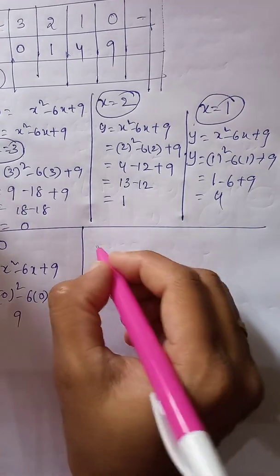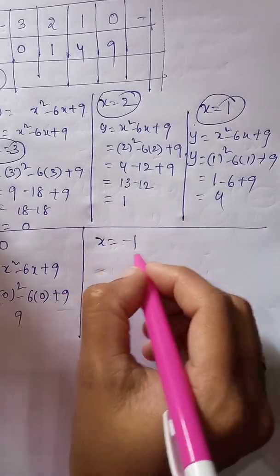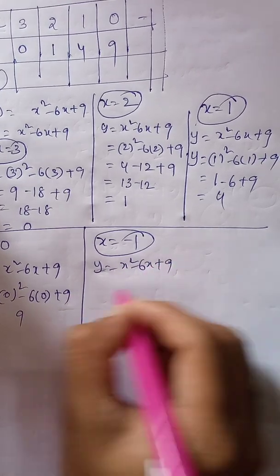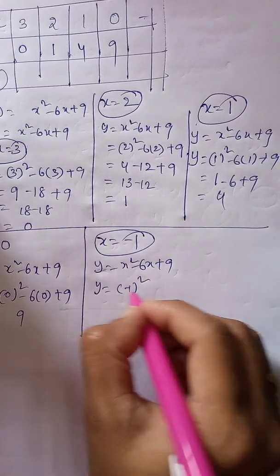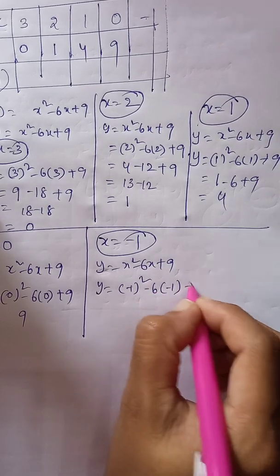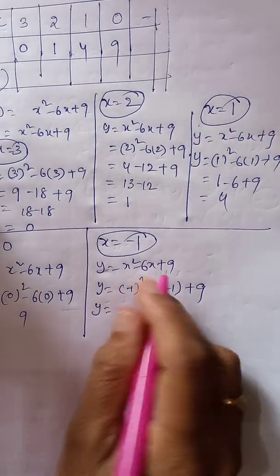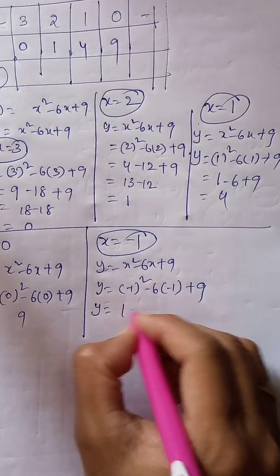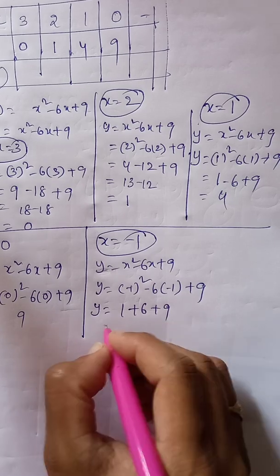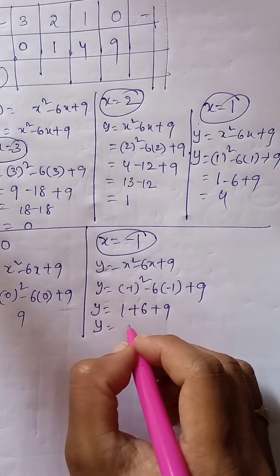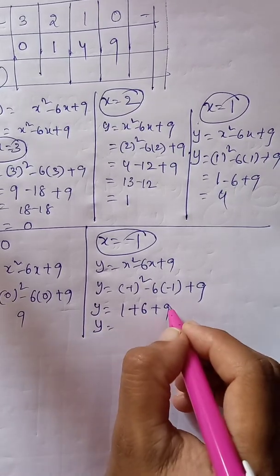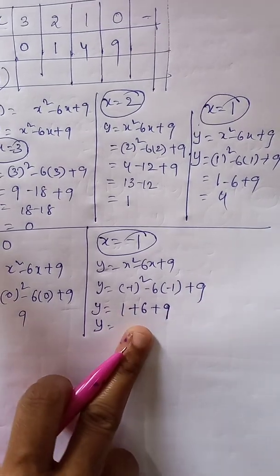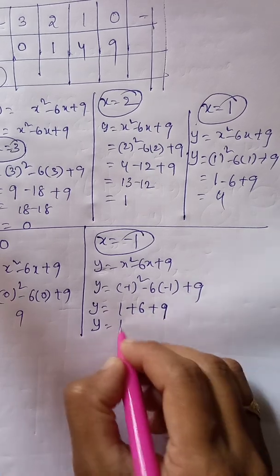Next, x equal to minus 1. y equal to x square minus 6x plus 9. y equal to minus 1 whole square minus 6 into minus 1 plus 9. Minus 1 whole square is nothing but 1. Minus into minus is plus, 6 into 1 is 6, and 9. So 1 plus 6 is 7. 7 plus 9 is 16.